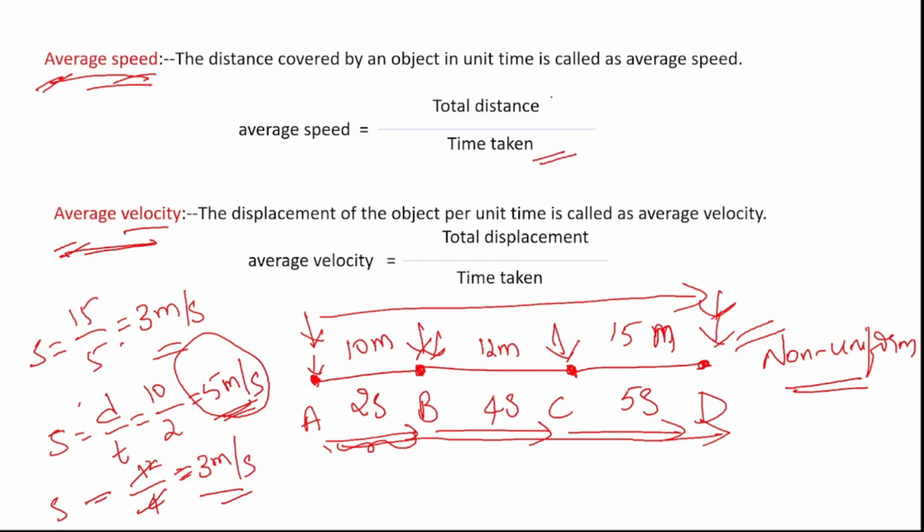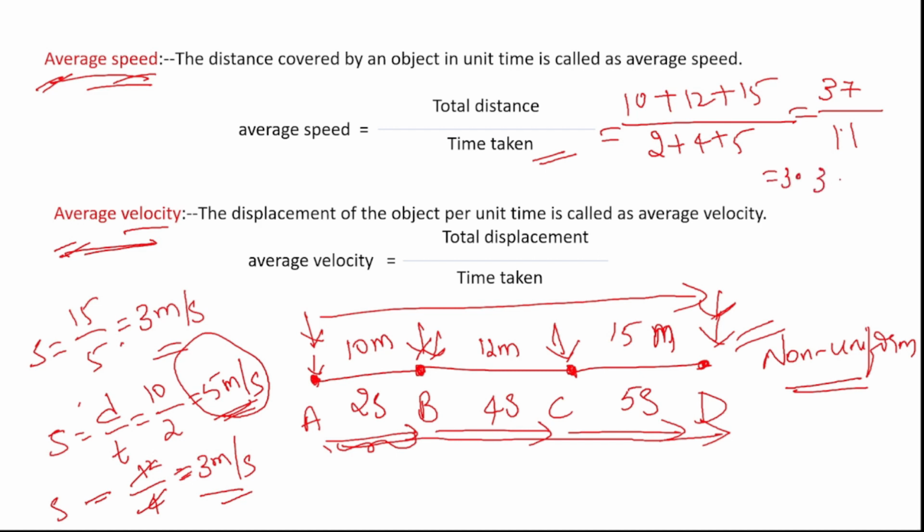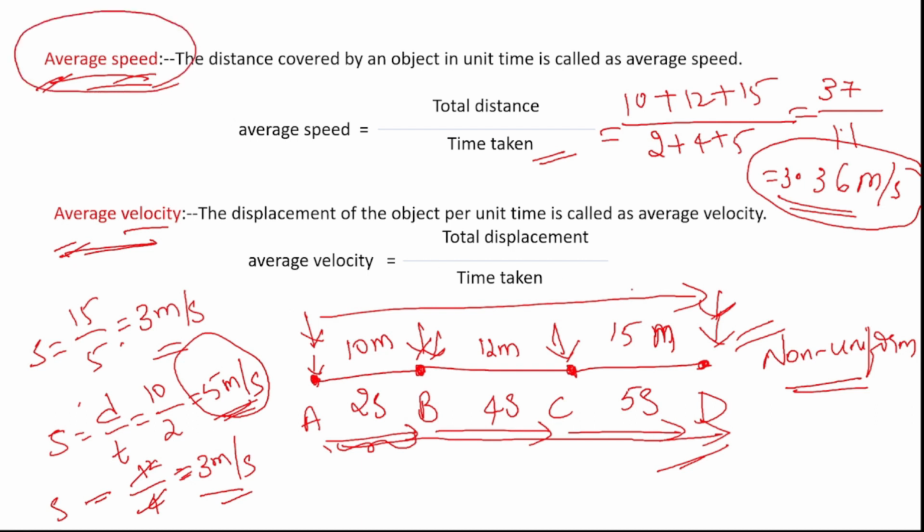Total distance అంటే ఎంత వస్తుంది? ఇప్పుడు ఈ situation లోనే చూడండి, ఎంత వస్తుంది? 10 plus 12 plus 15 divided by what is the time? 2 plus 4 plus 5. What will you get? 37 by 11. So we will get in points like 3.36 meters per second. Okay, so the average speed of this car is 3.36 meters per second in the total journey. So this is the way we calculate the average speed in case of non-uniform motion.